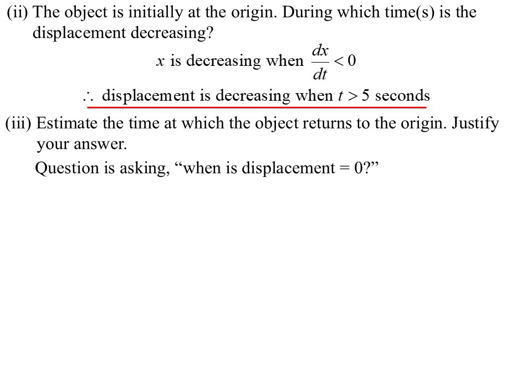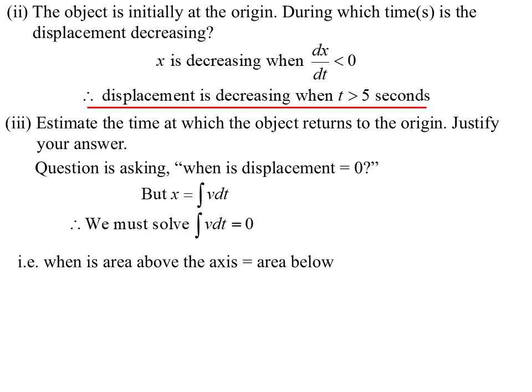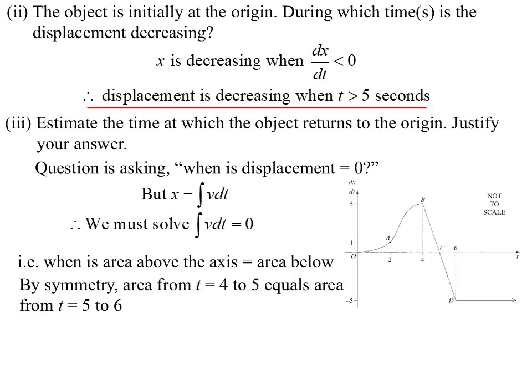So again, it's another one of these saying, well, when is the displacement equal to 0? But hang on, displacement in this case is the integral of velocity. So we're talking about the area under the curve. We want to know, when is that integral equal to 0? When is the area above equal to the area below? I'm going to need the picture for this, so there's the picture again.